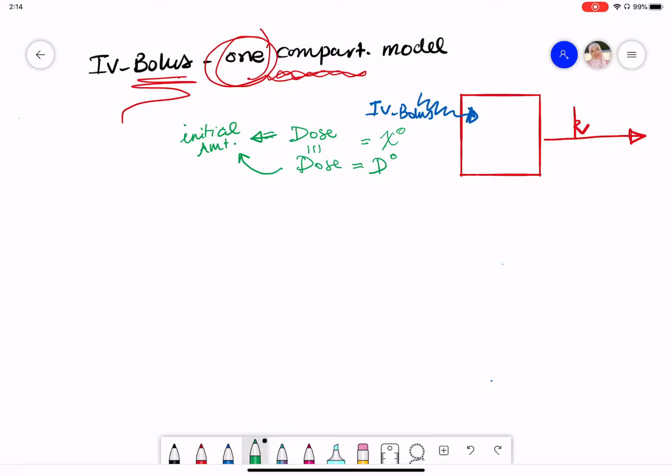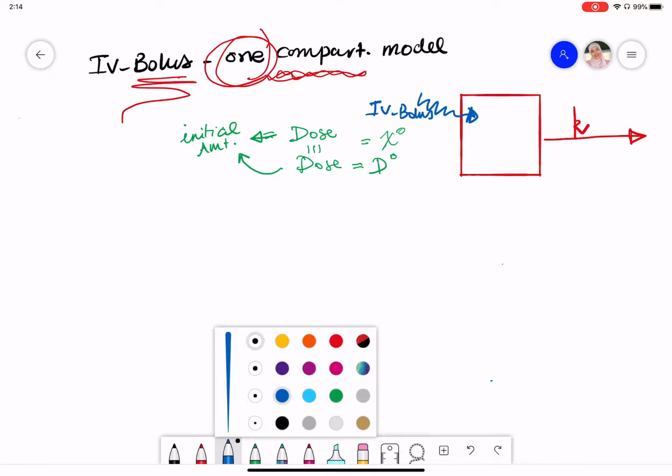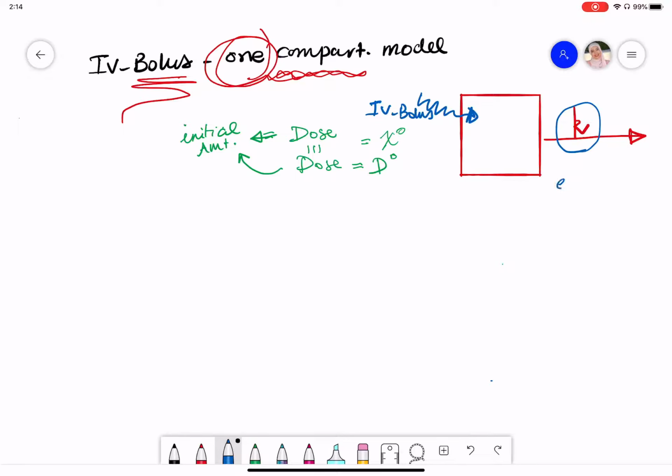Okay, and for this one, because we are talking only about IV bolus, we will consider this arrow that is related to the elimination process, and this is the elimination rate constant. Okay, and we will talk about this in detail.